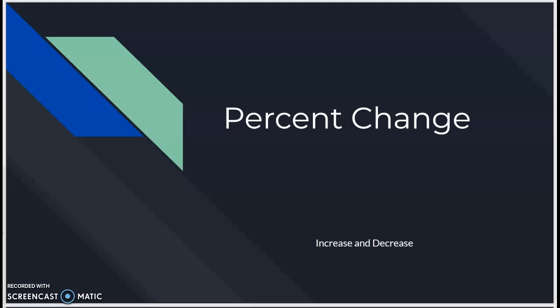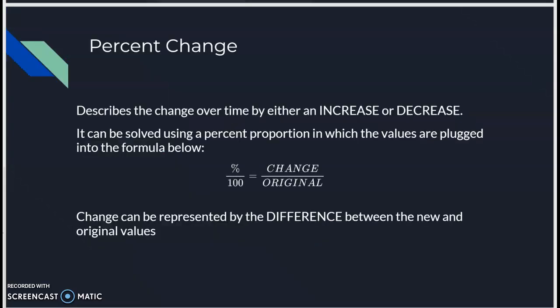In this video, we're going to look at percent change and calculating increase and decrease. Percent change describes the change over time by either an increase or a decrease. It can be solved using a percent proportion in which the values are plugged into the formula below. So we can calculate the percent increase or decrease by placing it over 100 or making that our variable. And then we can have our change over our original amount.